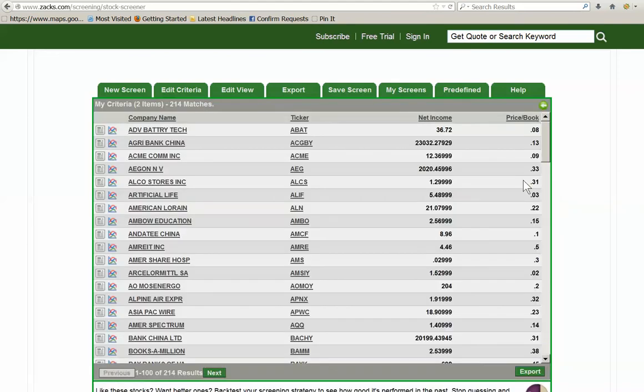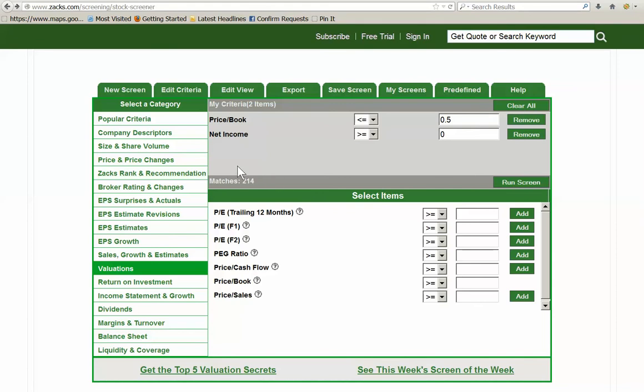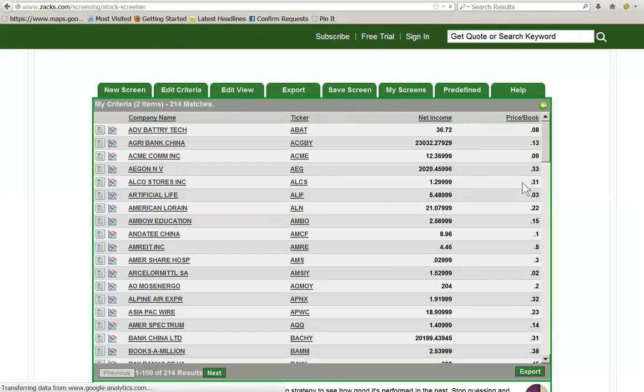Actually I'll go back because I should have pointed out something. You can see here how many companies we're looking at. They've only brought up 214 out of the thousands available. So run the screen, and then it comes up with the list of those 214 companies. Okay, now I've just picked one out that I thought was interesting, and that is AMS.